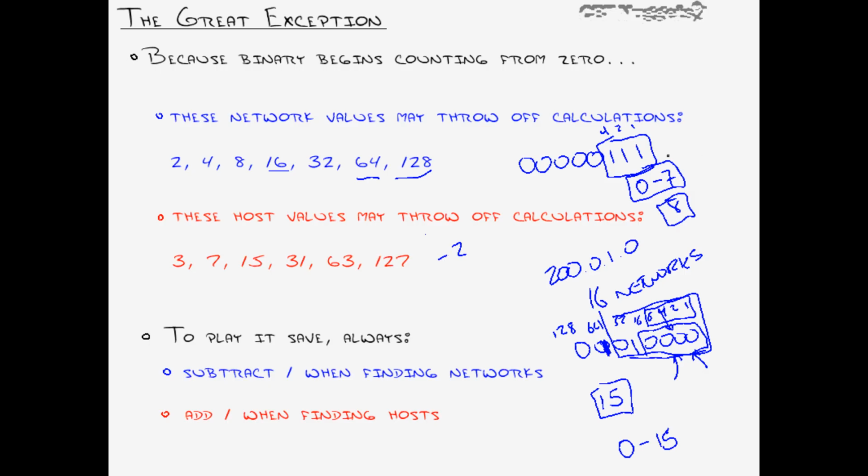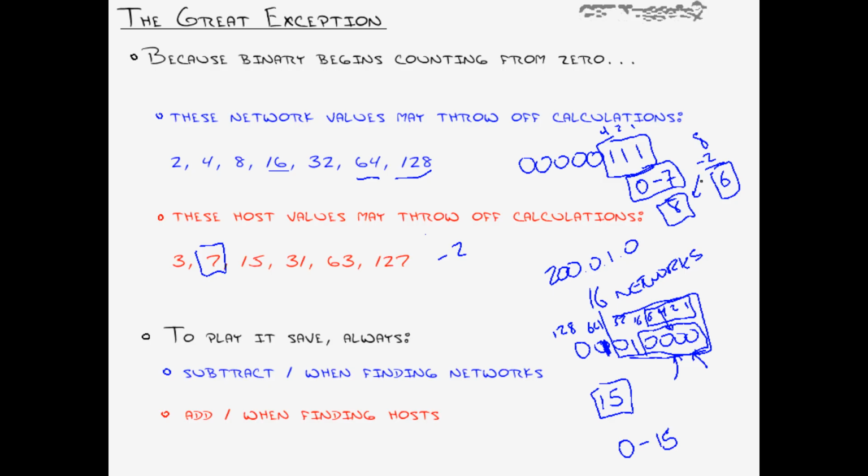So when we're looking at this, it shows 0 through 7. Well, that gives us 8 total values that we can have, but if we subtract 2 from 8, we're left with 6. So while we wanted 7 hosts, that was our requirement, give me 7 hosts, this would only give you 6 total values once you subtracted the 2. We'd come up 1 short.